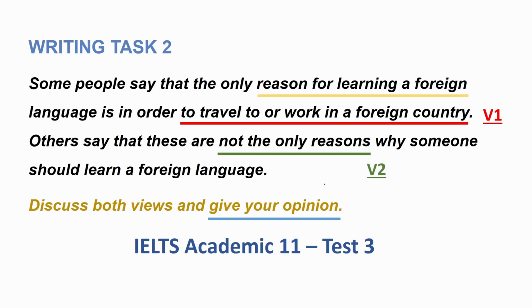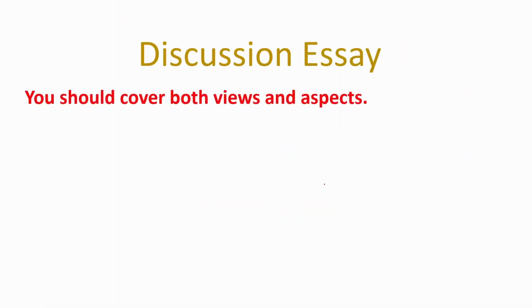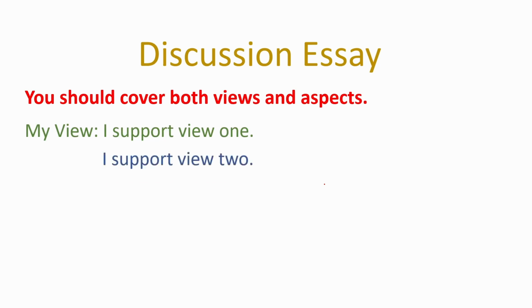Remember that when discussing two different viewpoints, you should put yourself in the shoes of people who believe in each view or in each side. So in other words, you need to cover both views and aspects and then mention your view clearly. So it means that you should say why people hold view 1 and why the others believe in the second one. And in order to mention your view, you can agree with view 1 or view 2 or have a different view.